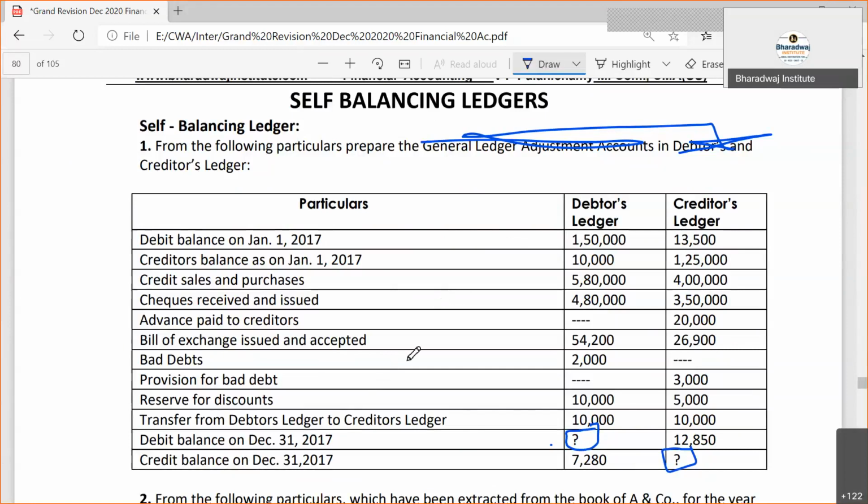Just tell me, what are the things that will be ignored in this problem? Bad debts and provision for bad debts will be ignored. Reserve for discount will be ignored. Why? Because these two are calculated after arriving at the closing balances. Provision for debtors we create after calculating the closing balance. In the balance sheet only, from the ledger balance, we eliminate the provisions. Otherwise, the journal entry itself would be like P&L account debtor to provision for bad debts, P&L account debtor to reserve for bad debts, like that.